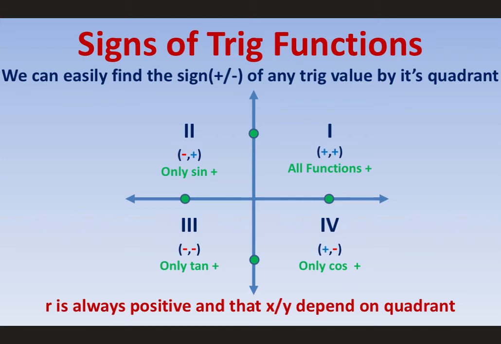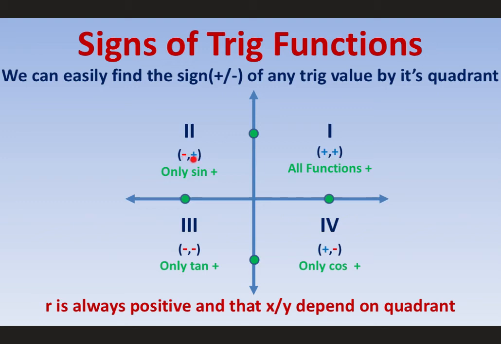And the reason only cosine is positive is because here our y value is negative. Tangent and sine both use a y value, so they are negative here. But cosine only uses an x value and an r, so it's positive. R is always positive, so it really just depends on what x and y are to see what other things are positive.